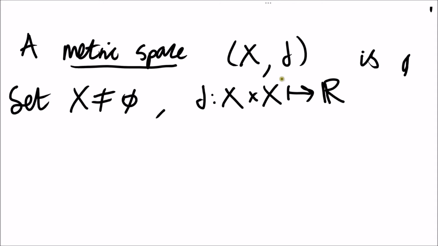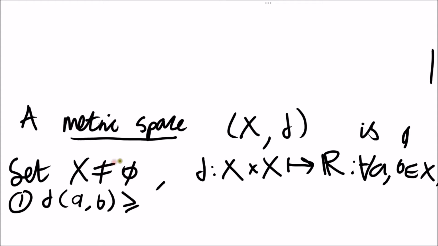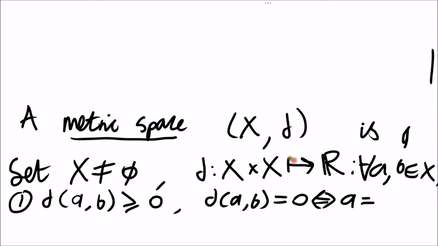That's all d does. It does this in such a way that for every pair of elements, the following conditions hold. Firstly, for every pair of elements a and b in X, d(a,b) is non-negative, and also d(a,b) equals 0 if and only if a equals b. So this is actually like two conditions in one.